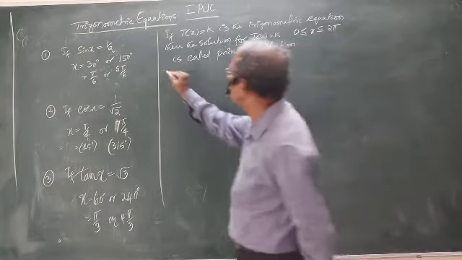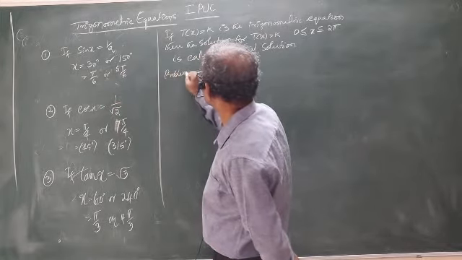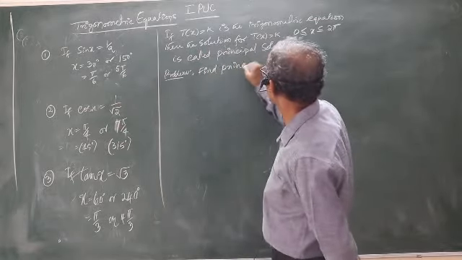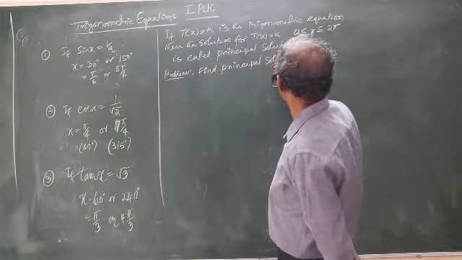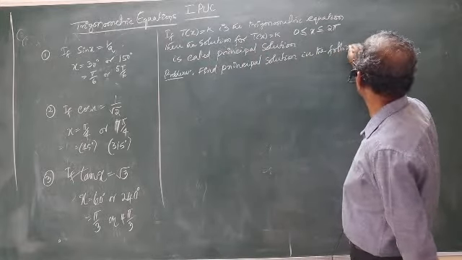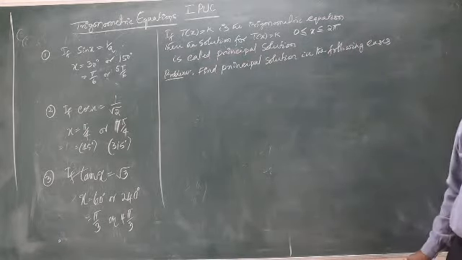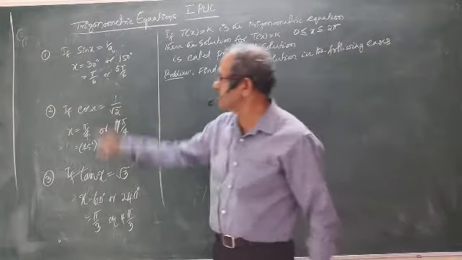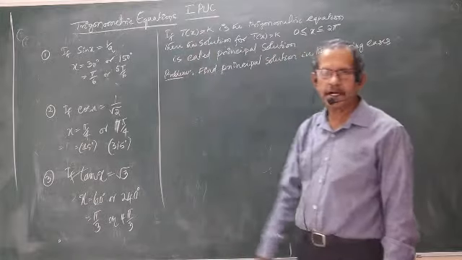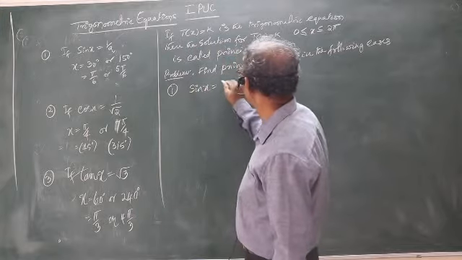So let me take a problem now. Example I have given, let me call it a problem. Find principal solution in the following cases. Already we did 3 examples. This one is for you to make the idea clear. Now systematically you are doing the problem. First one. Sin x equals root 3 by 2.